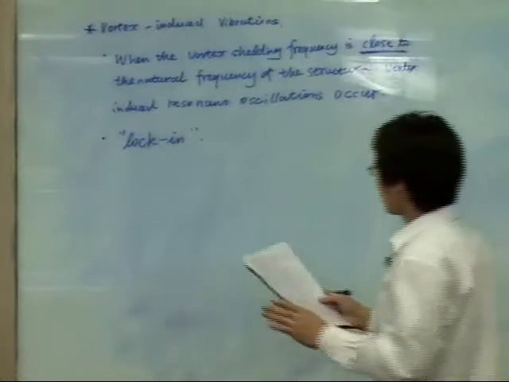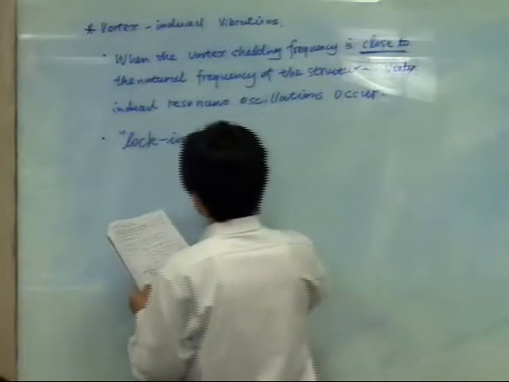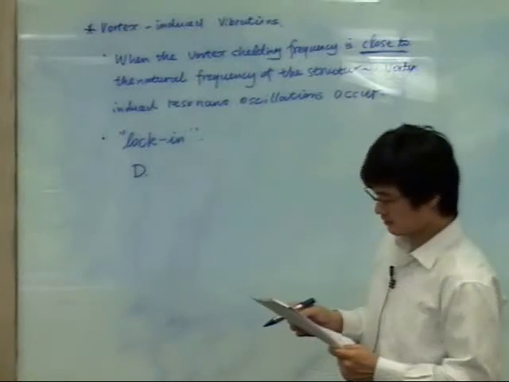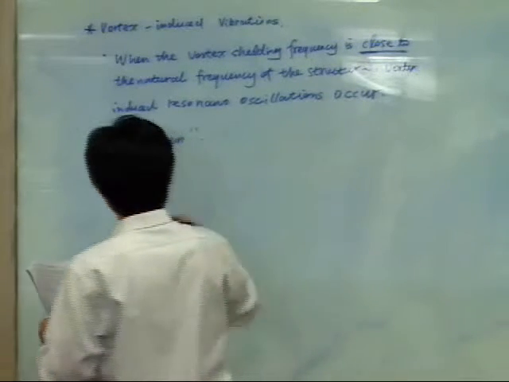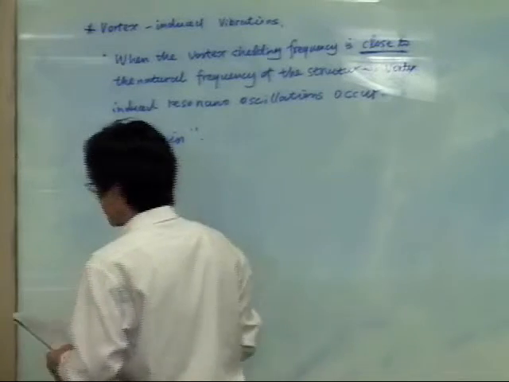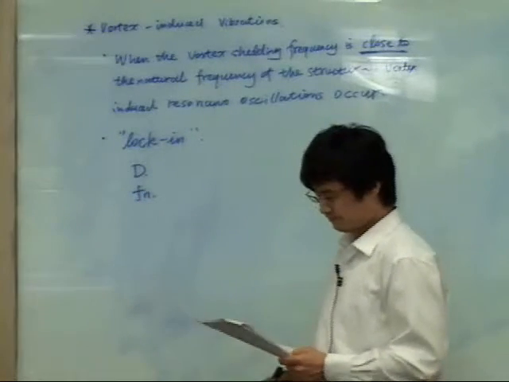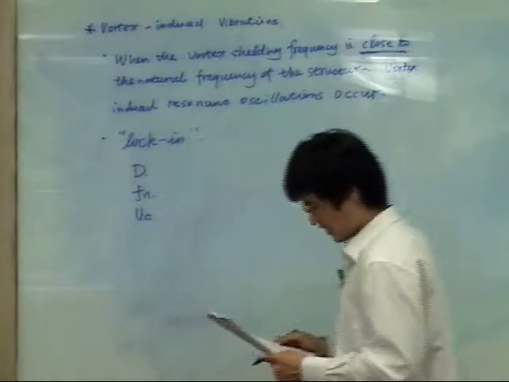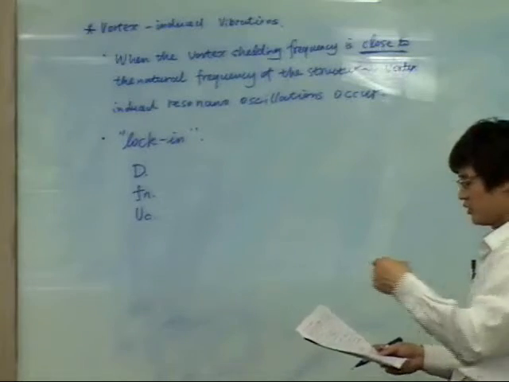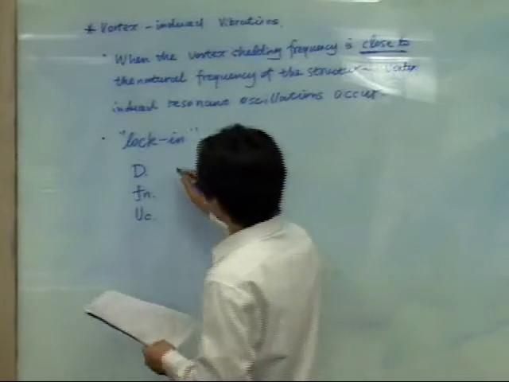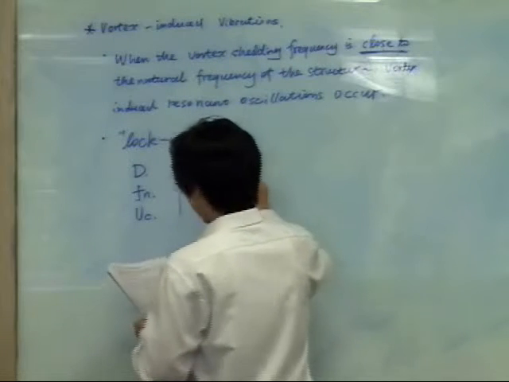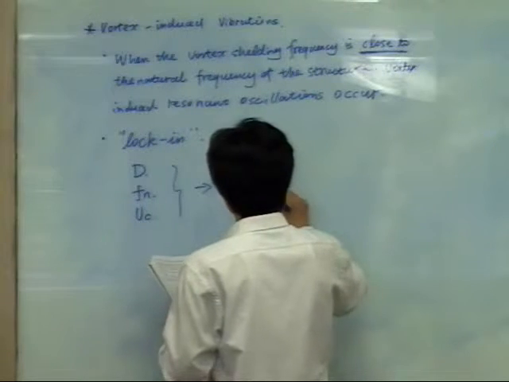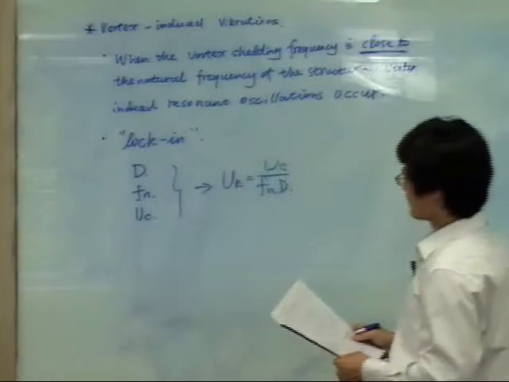I was trying to explain this to you, but let's define a few parameters. D is the structural diameter. The natural frequency of the structure is Fn. We have a current velocity, Uc. That's the steady flow velocity. So from this we can define reduced velocity, Ur, right?